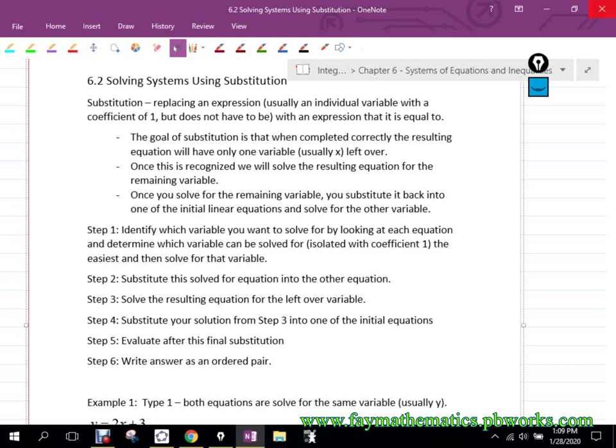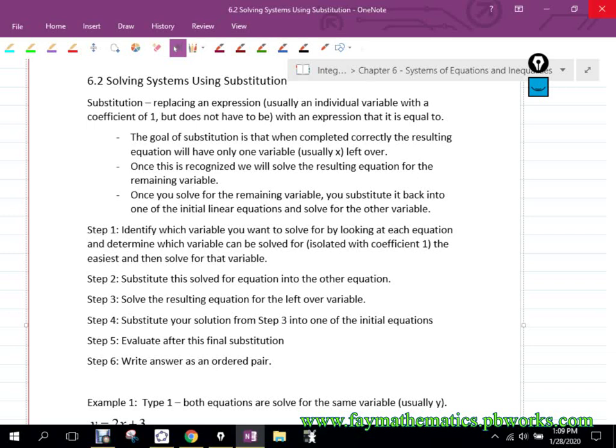This is where there could be 3 to 4 different ways of doing each problem, and there's no wrong answer here. Let's look at something like this: 2y plus x equals 5 and 1y minus 3x equals 12. We're going to see things like this.